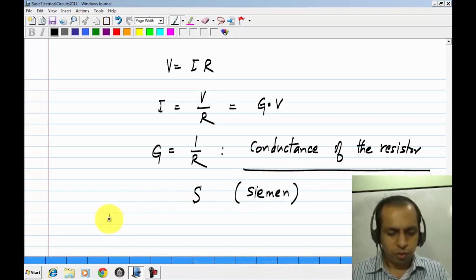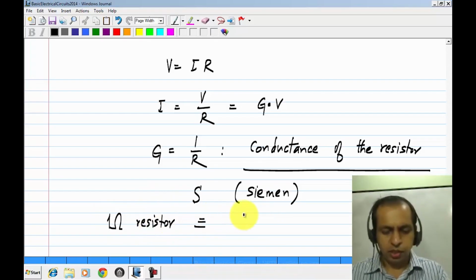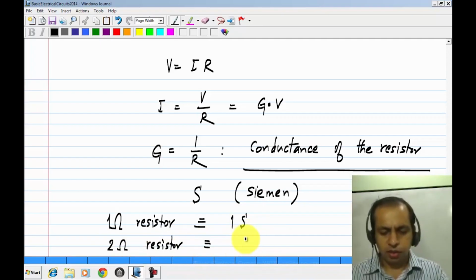So, if you have a 1 ohm resistor, it is the same as saying it has a conductance of 1 Siemens. If you have a 2 ohm resistor, it is the same as saying the conductance is half a Siemens.